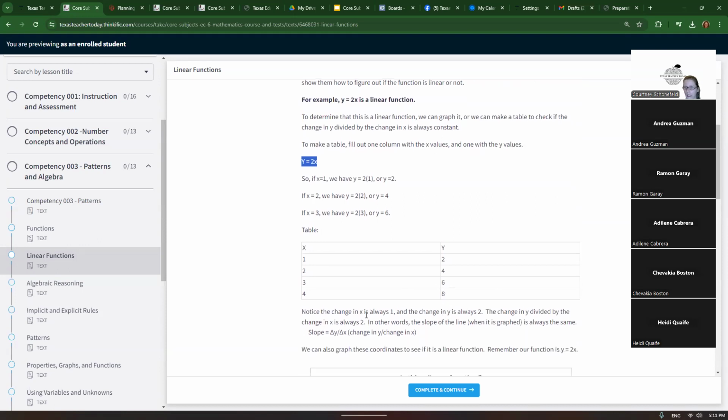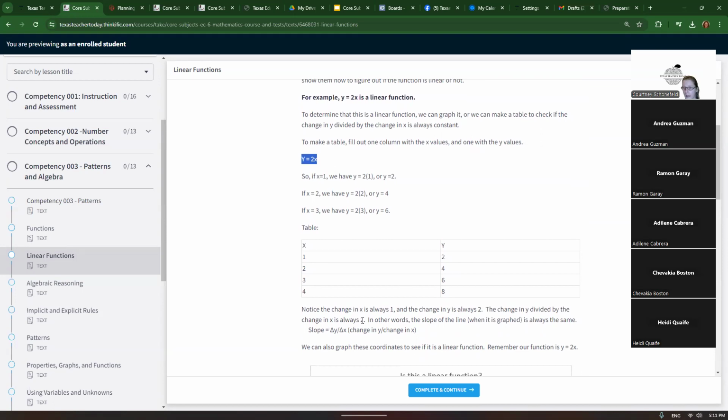Notice the change in x is always 1, right? 2 minus 1, 3 minus 2, 4 minus 3. And the change in y is always 2. 4 minus 2, 6 minus 4, 8 minus 6. So that means the slope is always the same. The change in y divided by the change in x is always the same.